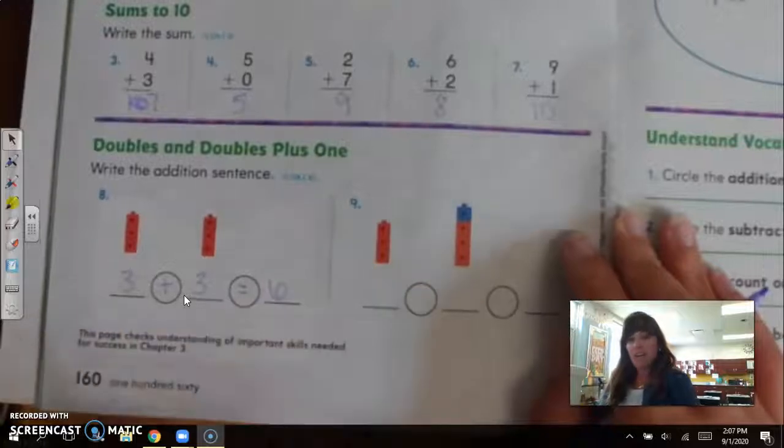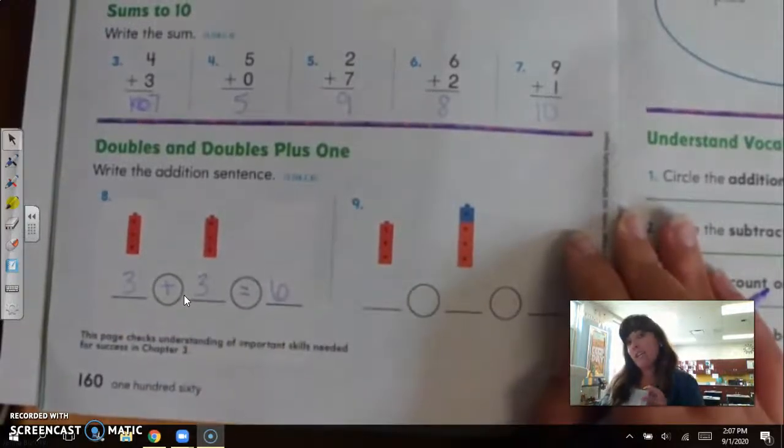Then we'll go over to number 9. Let's see if you can do that one on your own. I'll give you a few seconds here. See if you can figure it out.